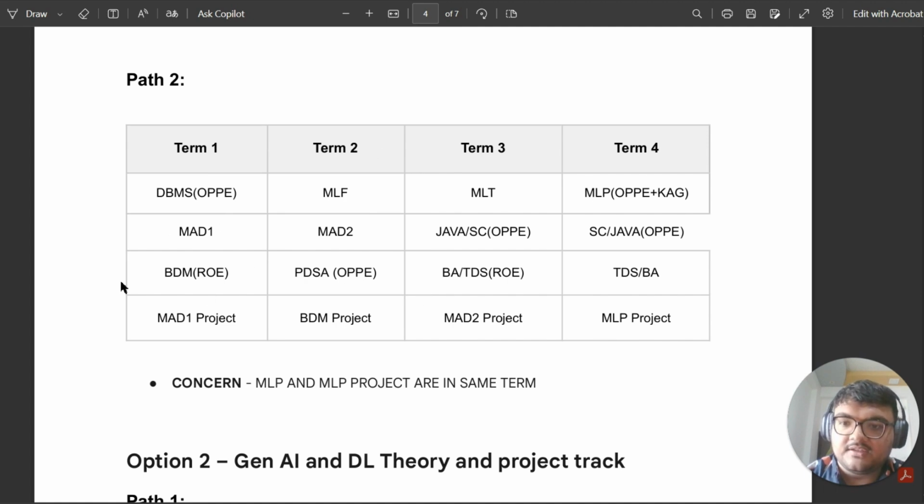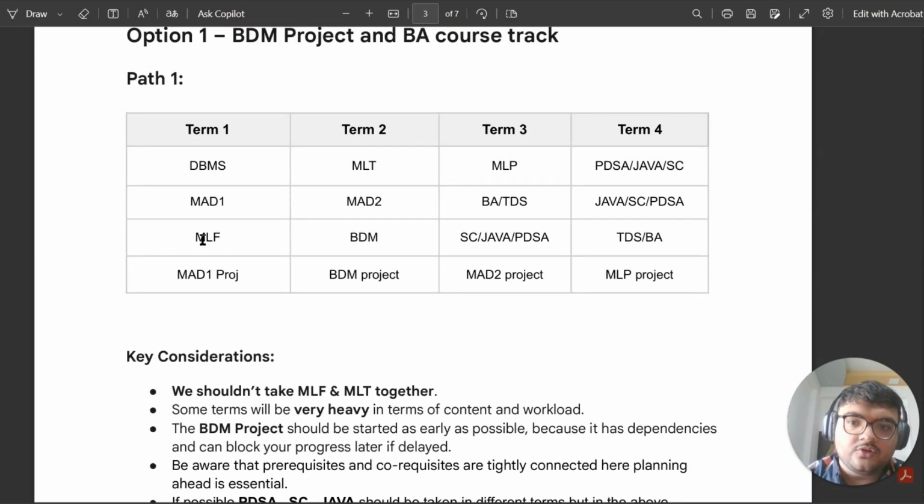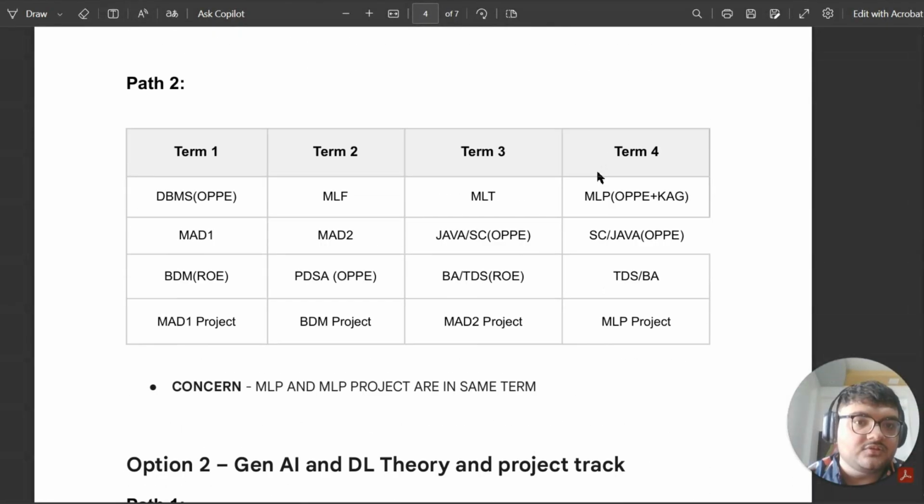MAD1 project together. Okay, then BDM you will do in the first term. Then you will do MLF. If you want, you can exchange MLF with BDM, but I suggest that if it is your first term, then just take BDM. In this, it was good to take MLF because I wanted to take MLP in third term, but right now I'm taking MLP in fourth term, if you can see. I can anyways exchange this MLF and BDM.